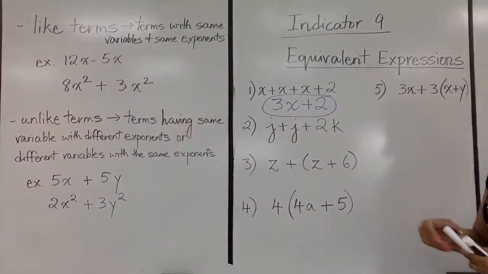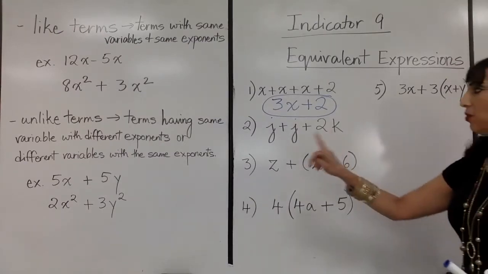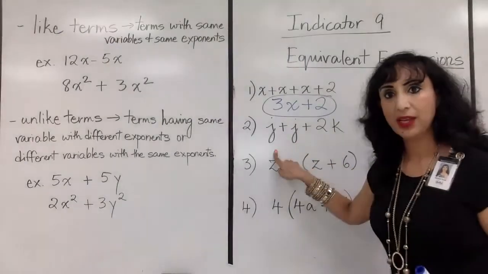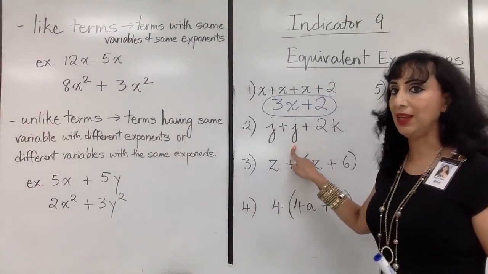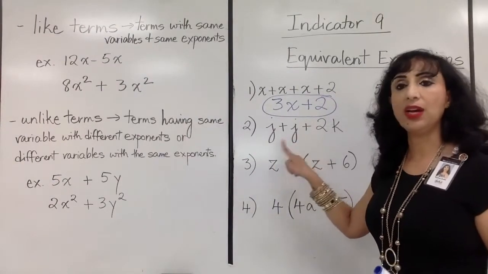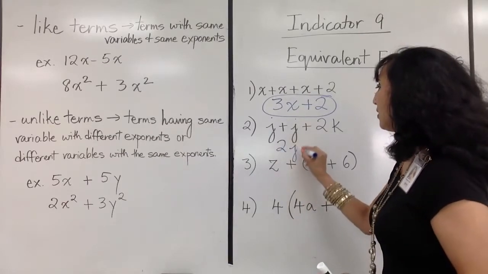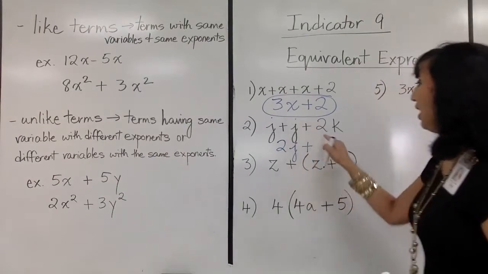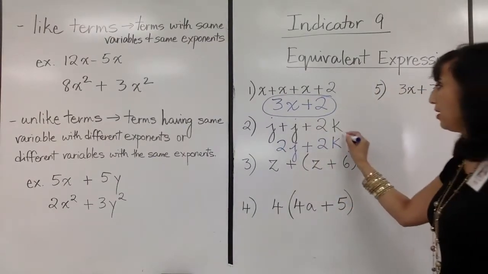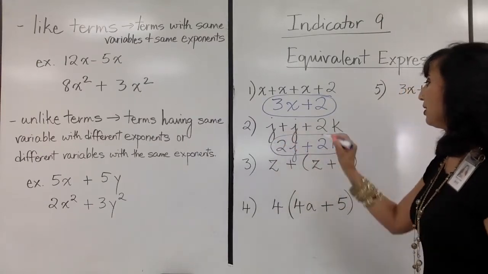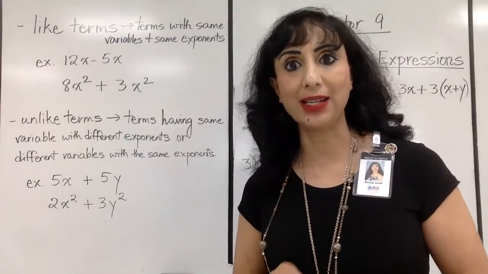So same thing. Let's look at this one. We can see we have one j, and then we have another j. Nothing else is common. So here we have 2 j's. And then we have 2 k's. Nothing else is common. So here is your final answer. So we are combining like terms, okay?